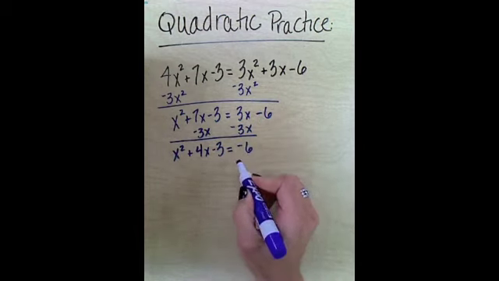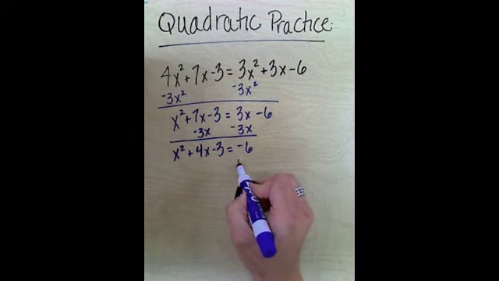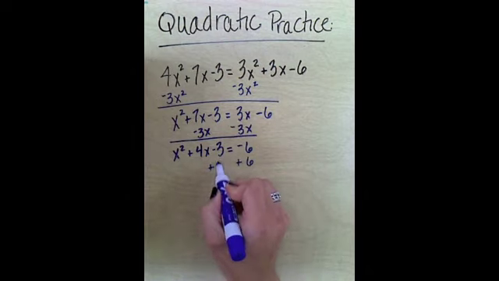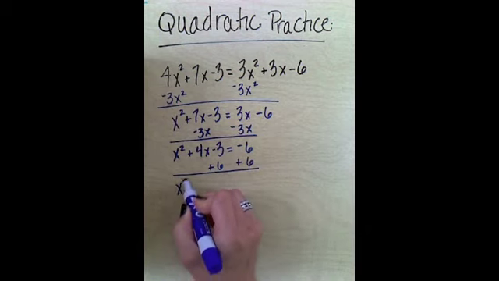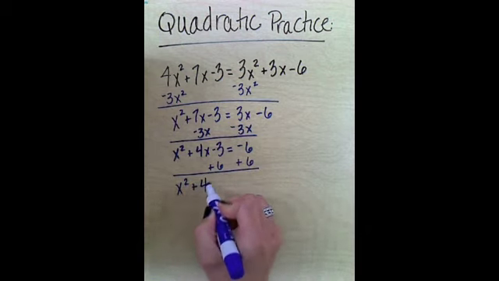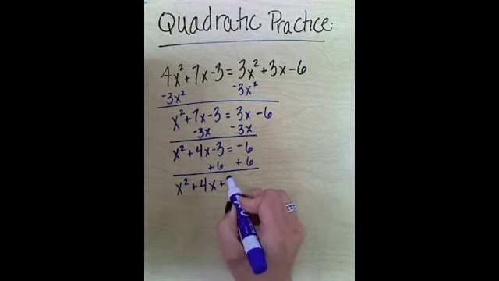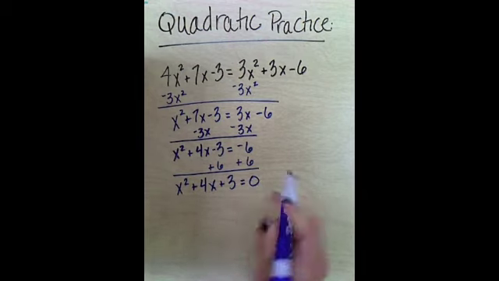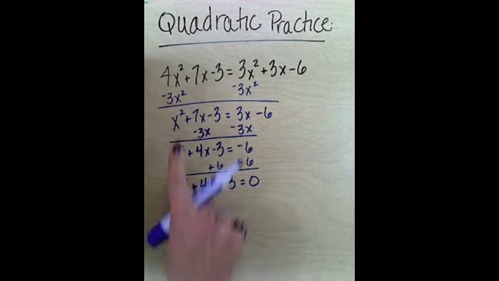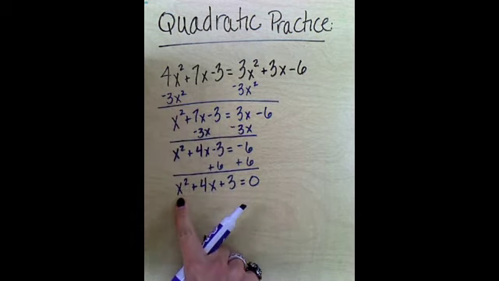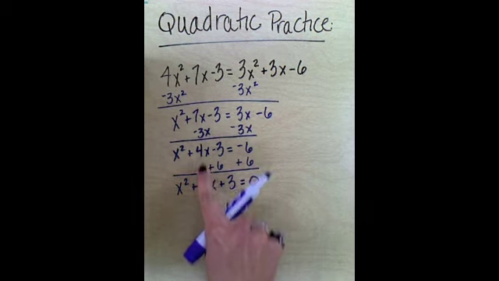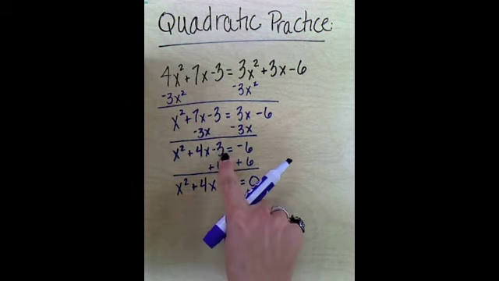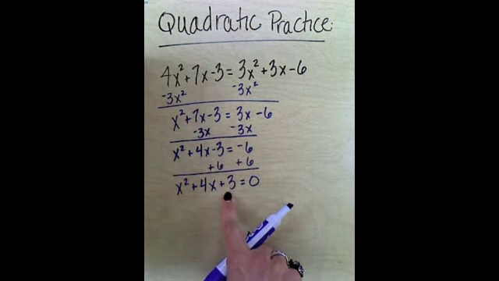So the last thing I need to do before I solve is bring my 6 back over. And I'm going to go ahead and add that. So finally, I have a quadratic equation that I can solve because it's set equal to 0. So double checking, 4 minus 3 is a 1x squared. 7x minus 3x is our 4x. And a negative 3 plus 6 is a positive 3.